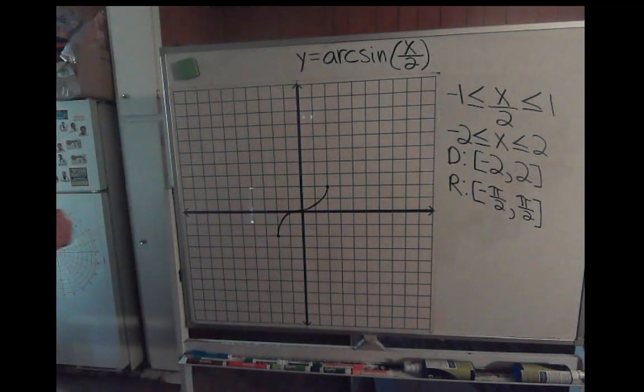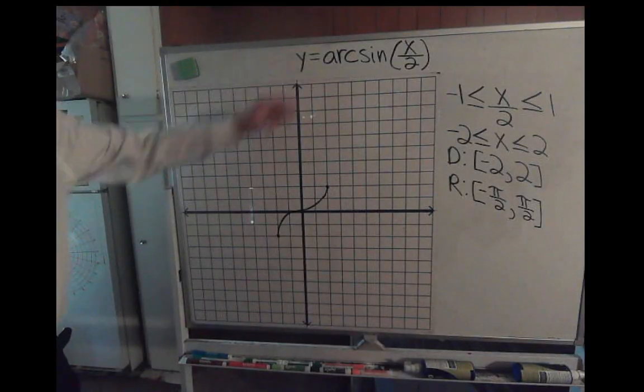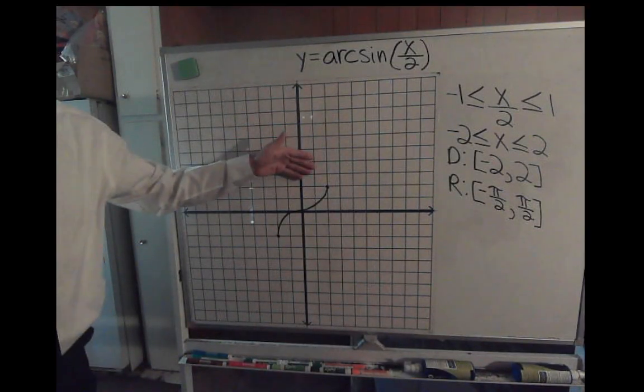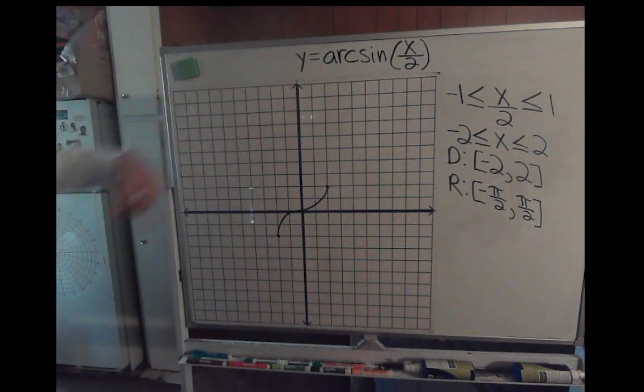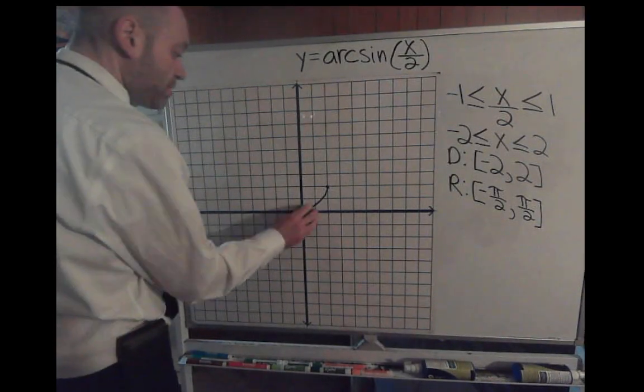So yes, my graph of the arc sine function is more horizontally stretched due to that factor of 1/2 inside of the arc sine, because that's really 1/2 x. I got about 4 more, then we're done with the lesson.